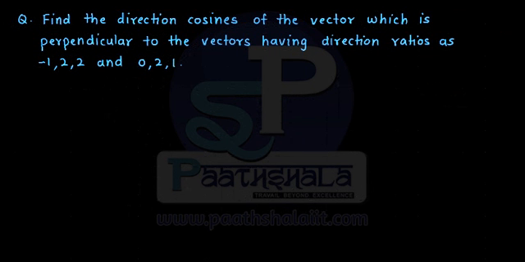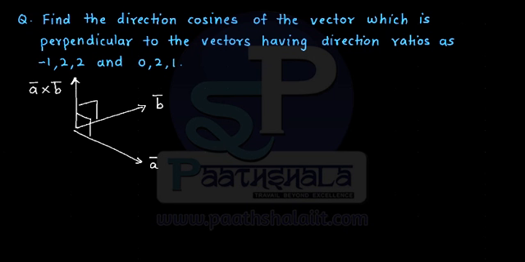Find direction cosines of the vector which is perpendicular to the vectors having direction ratios as -1, 2, 2 and 0, 2, 1. Now here, if we consider two vectors, say a bar and b bar, then let us ask the question: which is that direction which is perpendicular to both of these vectors? And we know that clearly it is the vector in the direction of their cross product, because if you remember or recollect the cross product, that vector is perpendicular to both of the vectors a bar and b bar, correct?